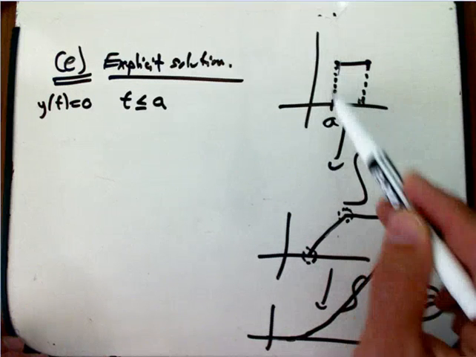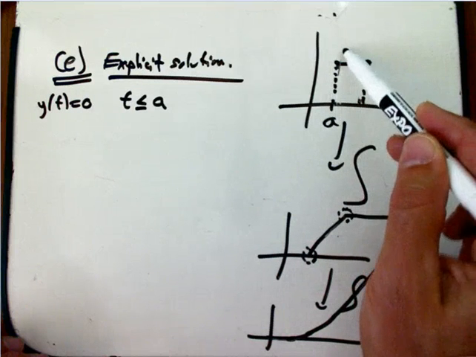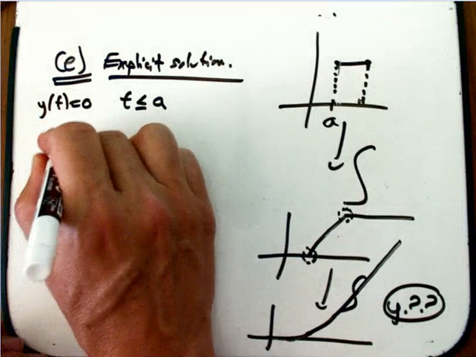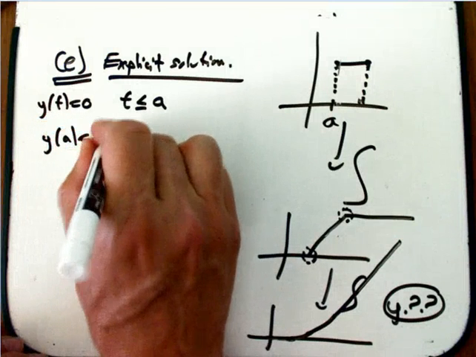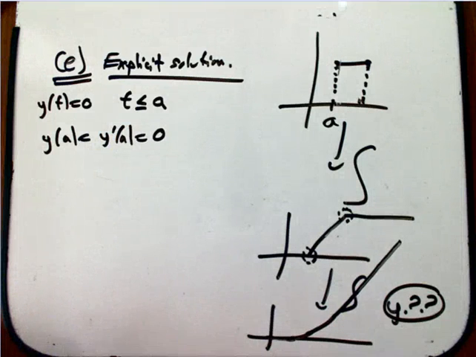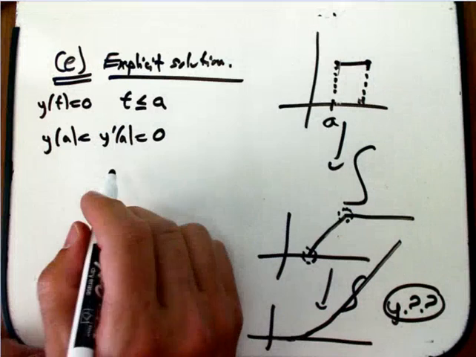initial value problem, where we just look at the initial condition at a being, of course, y of a equals y prime of a equals 0. Before the forcing happens, nothing's happening. Nothing is turned on. Okay?